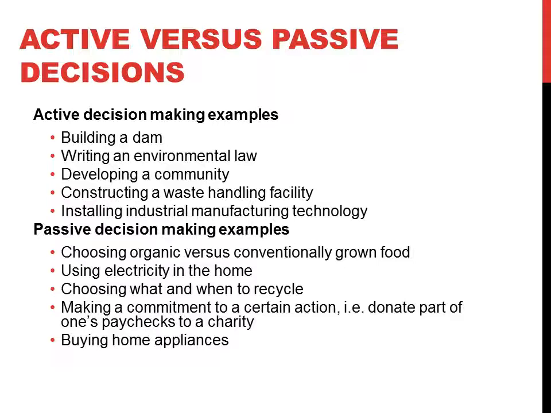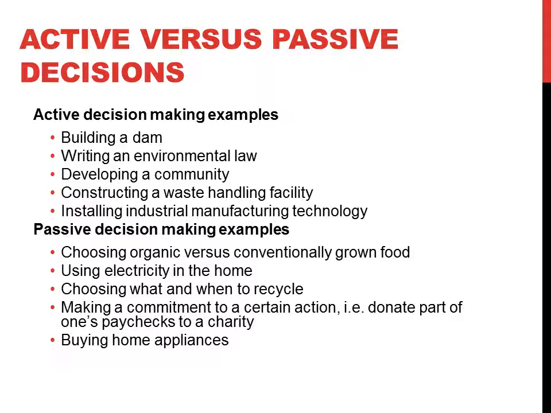Active decision making is generally appropriate when you have large complex projects such as building a dam, when you have projects that are going to involve a lot of stakeholders such as writing an environmental law, or that could have significant long-term impacts such as developing a community or constructing a waste handling facility, or that also result in significant immediate economic impacts such as installing an industrial manufacturing technology.